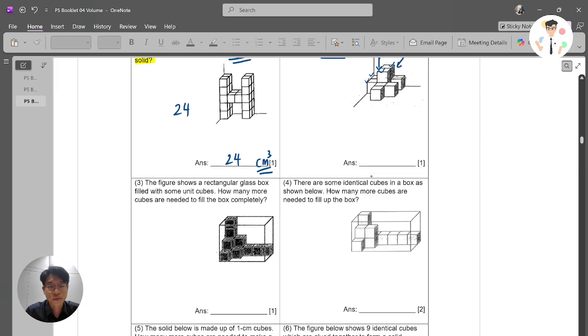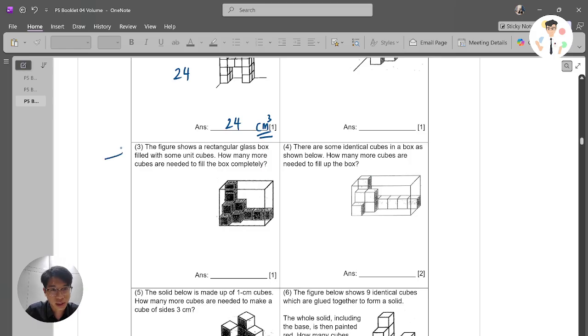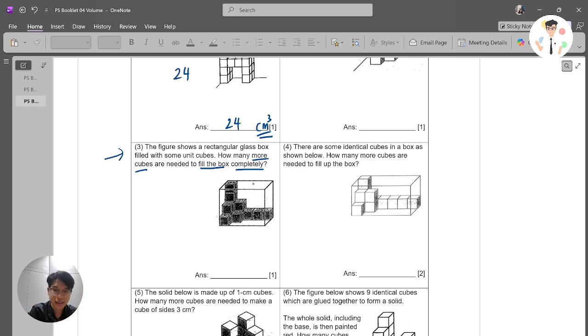Okay, and you may face a question like question 3. Here says what? The figure shows a rectangular glass box filled with some unit cubes. How many more cubes are needed to fill the box completely? Now, I have a box, I have something inside. How many more to add in to fill it completely? Now, that is where the word unit cube is very important. Unit cube means that it's a 1 unit cube. And now you need to find out how many units we have here.